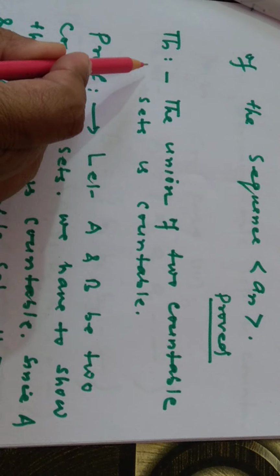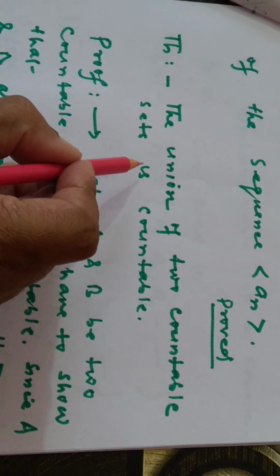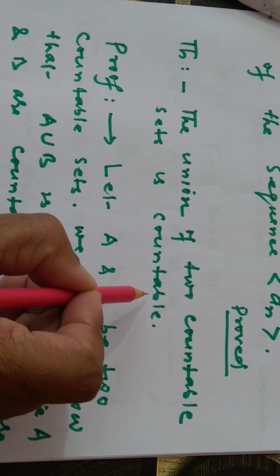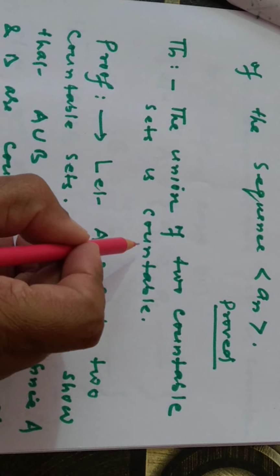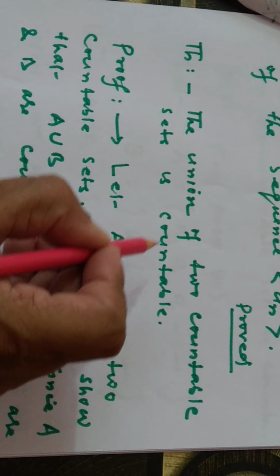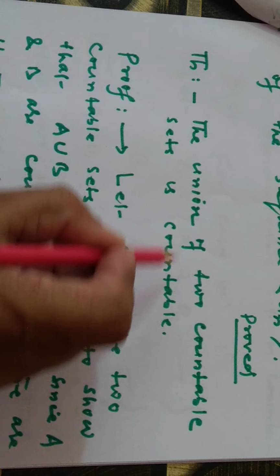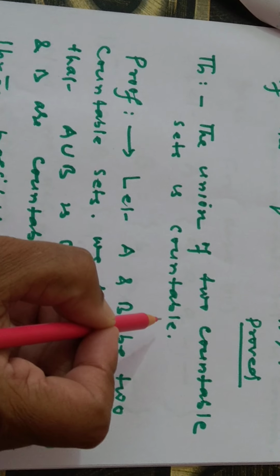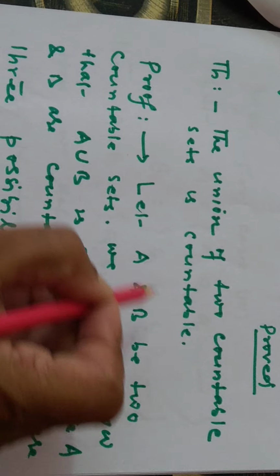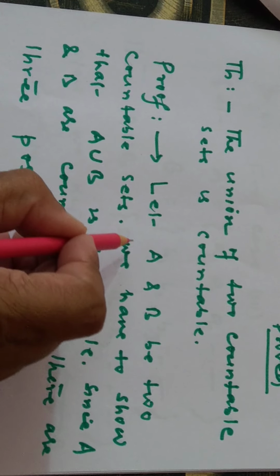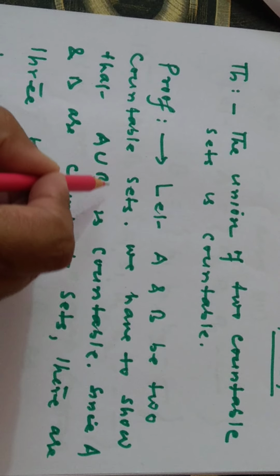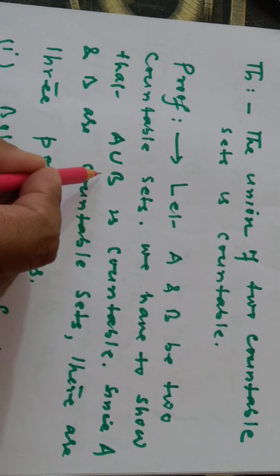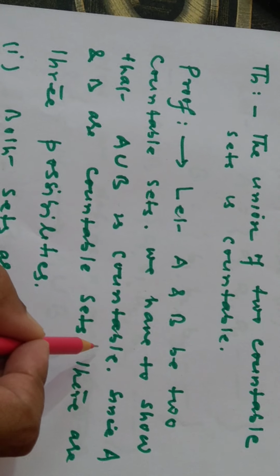Now we discuss the second theorem: the union of two countable sets is countable. This question can also be asked of you students as: prove that the union of two denumerable sets is denumerable, or the union of two enumerable sets is enumerable. Proof. Let A and B be two countable sets. We have to show that A union B is countable.